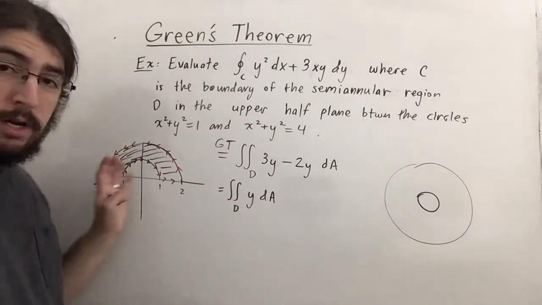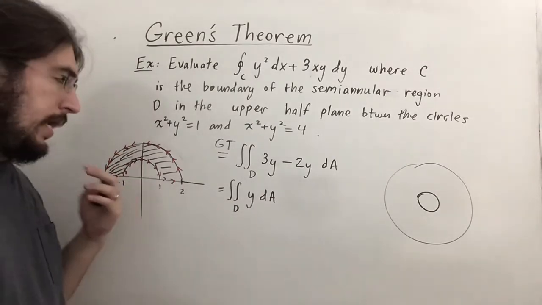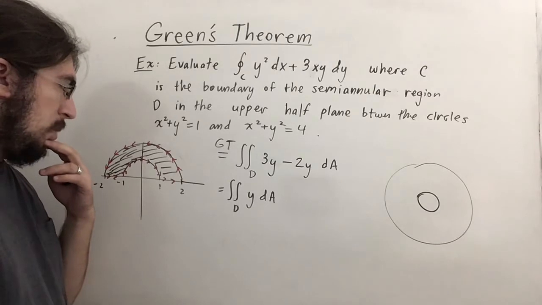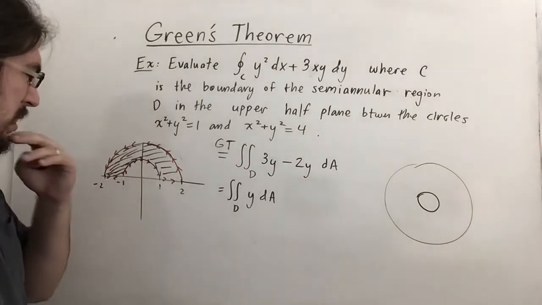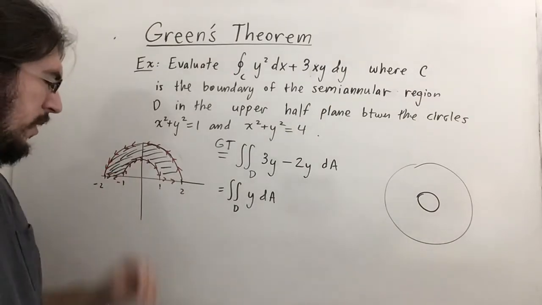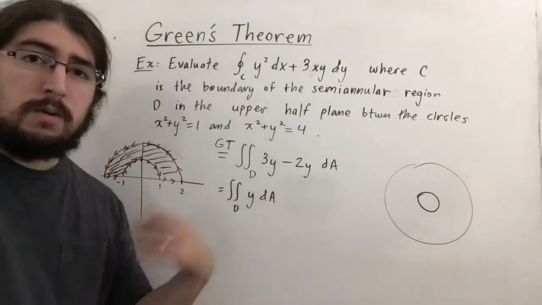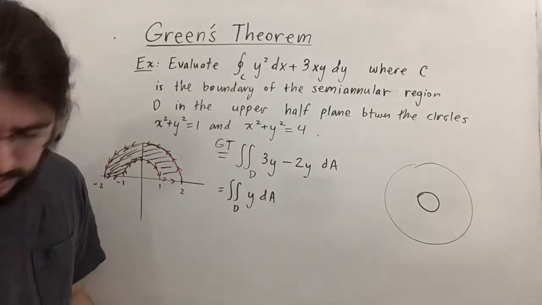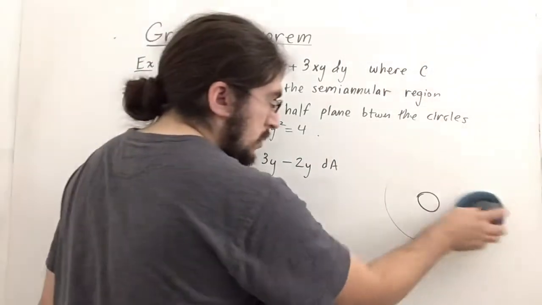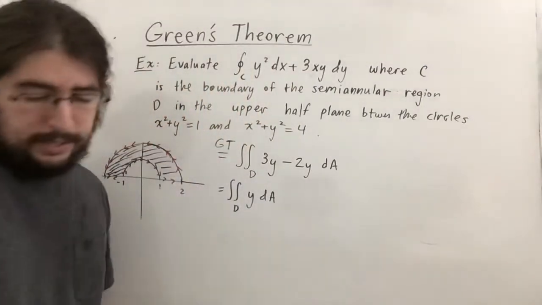Now, again, we could describe this using a type 1 region, kind of. I guess you could do it with a type 1 region, but it's going to be a little weird. Instead, what I'm going to do, like I said I would at the end of the previous example, is attempt to do this problem in polar coordinates.